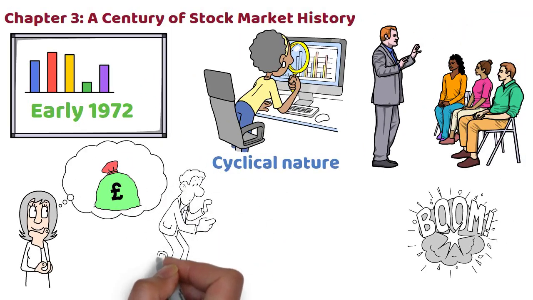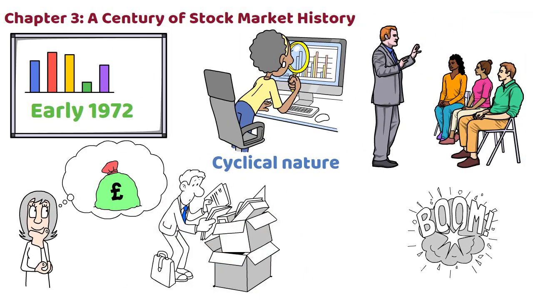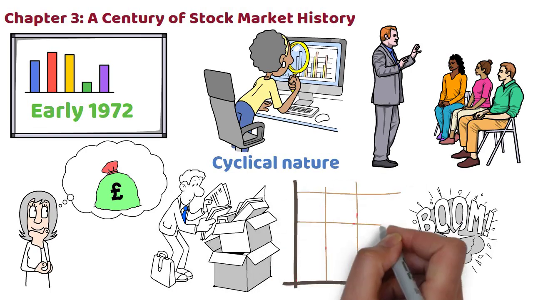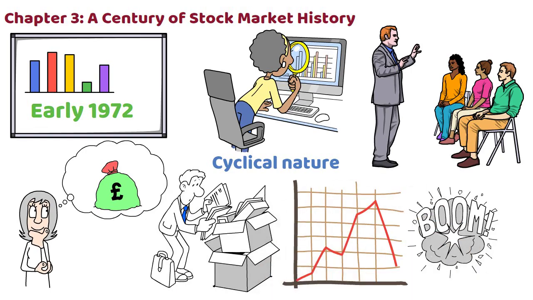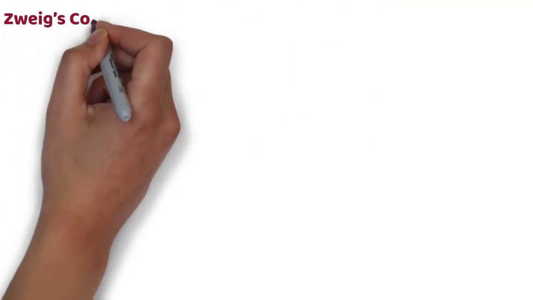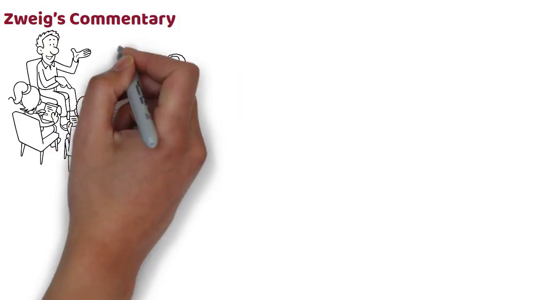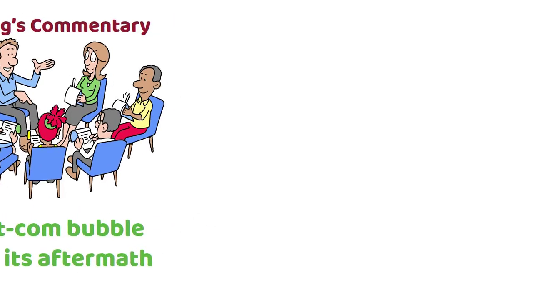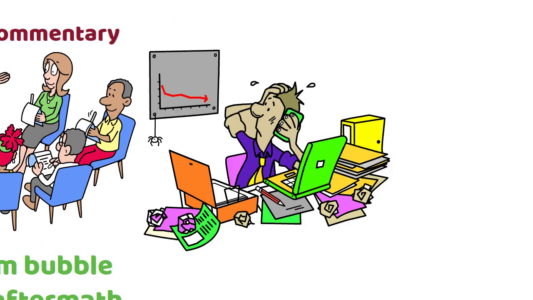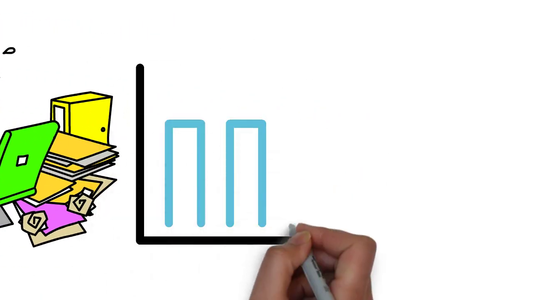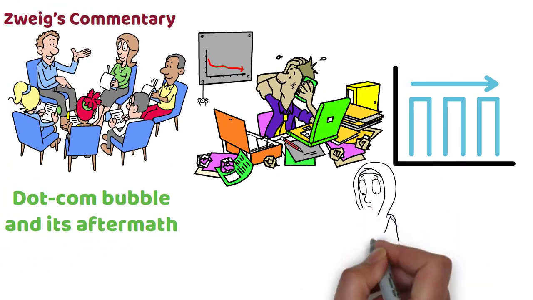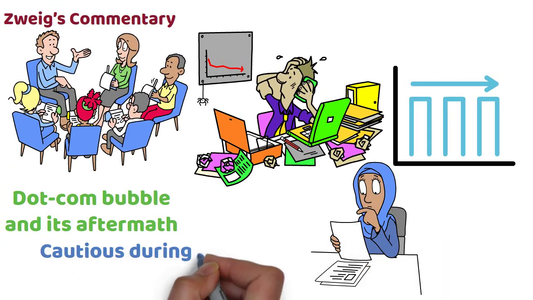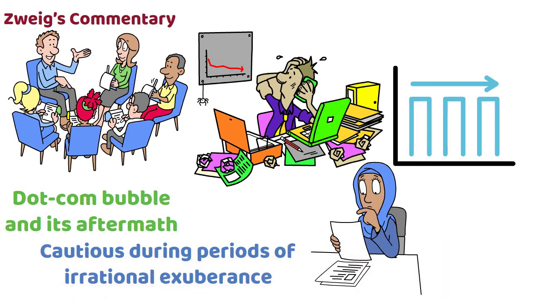Graham uses this historical perspective to demonstrate the importance of maintaining a long-term view and not being swayed by short-term market movements. Zweig updates this discussion by including more recent market events, such as the dot-com bubble and its aftermath. He stresses that while market conditions change, the underlying principles of cycles remain the same. Zweig urges investors to learn from history and be cautious during periods of irrational exuberance.